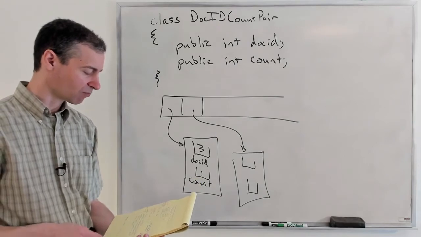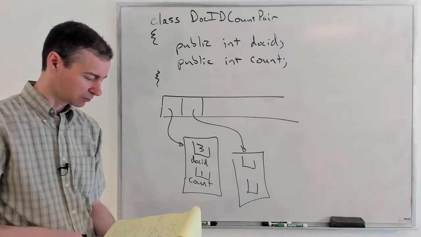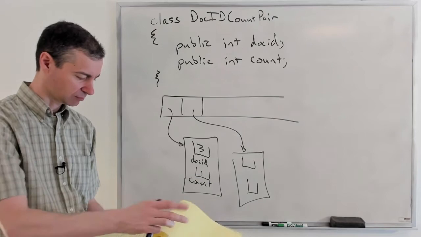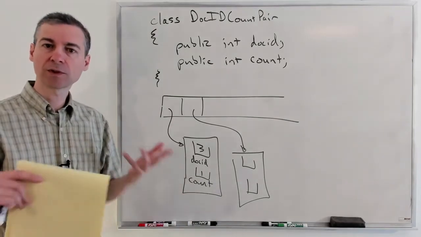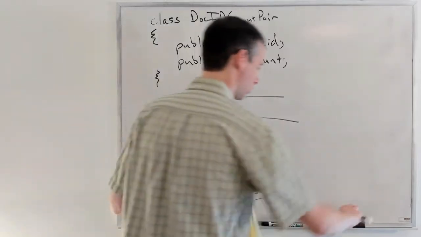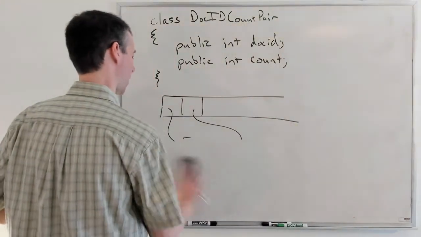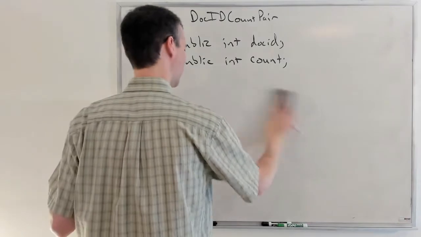All right, so those are what the postings look like. What does the inverted index itself look like? What is this structure that we're going to build? And how are we going to represent it?